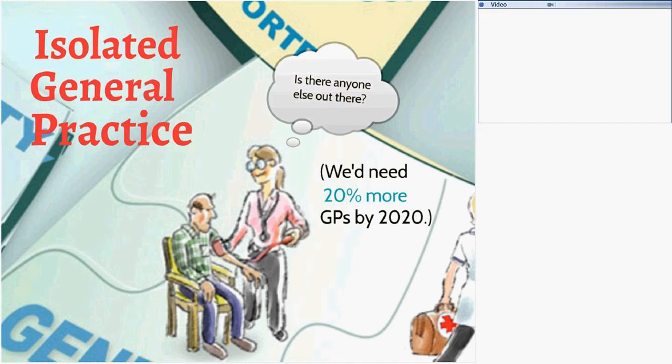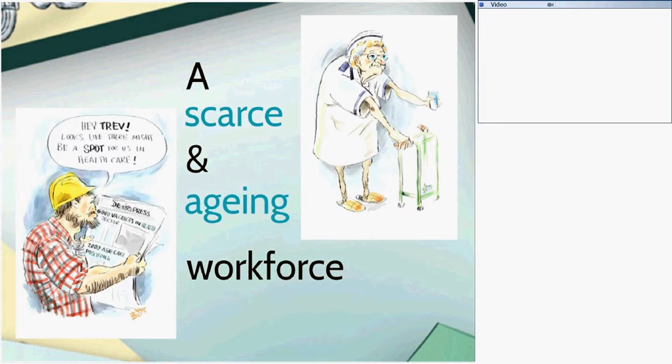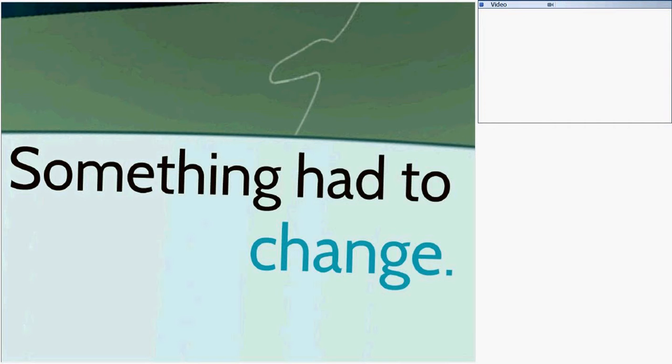We were going to need another 20% more GPs if we carried on what we were doing in 2007, and we were going to need another 2,000 aged residential care beds by 2020. And even if we had the ability to afford all of that, the major challenge we were going to have was actually where would the workforce come from. And this was the beginning parts of starting to articulate and get a sense of a whole health system in Canterbury, that in fact we had to look at doing something different.